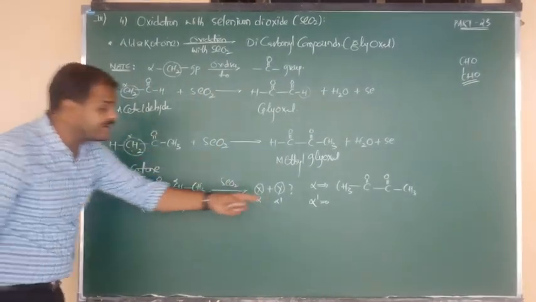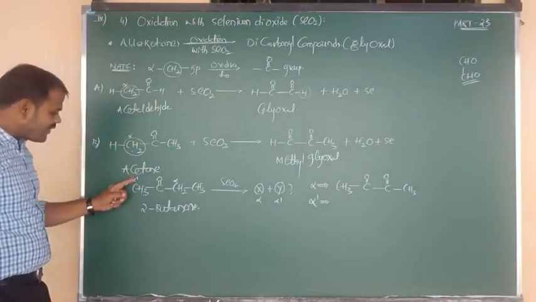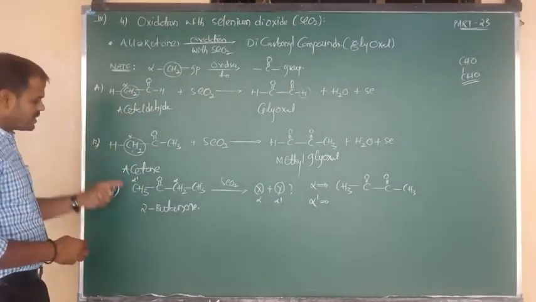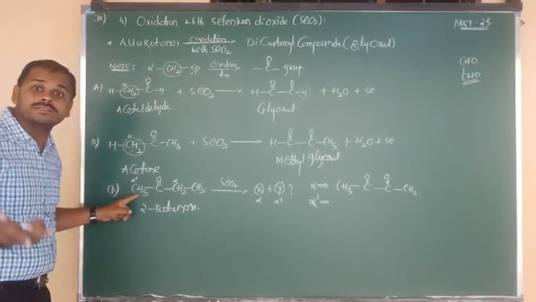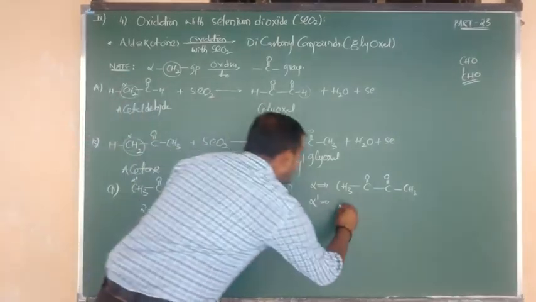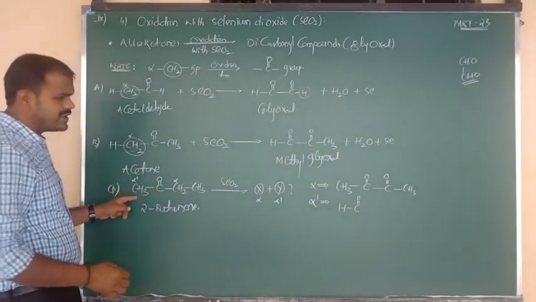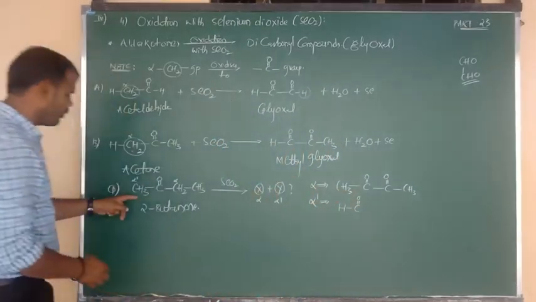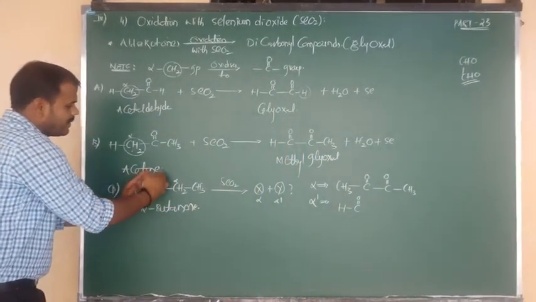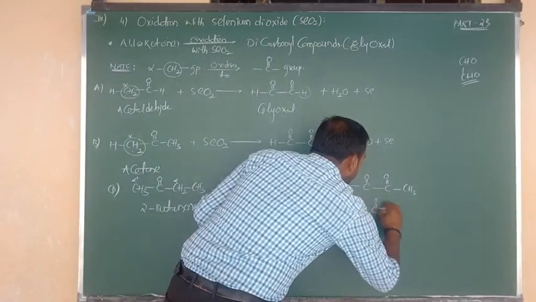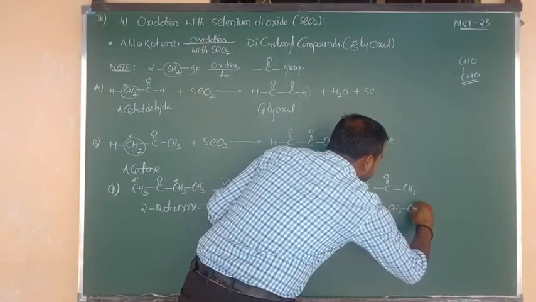So how are you going to get the alpha prime product? In that alpha prime, CH3 is there. CH3 means H bonded to CH2. So H bonded to CH2 means again CH2 changes into C double bond O. So alpha CH2 changes into C double bond O group. Remaining is same, C double bond O CH2 CH3.